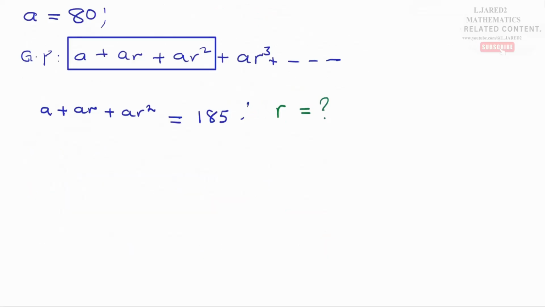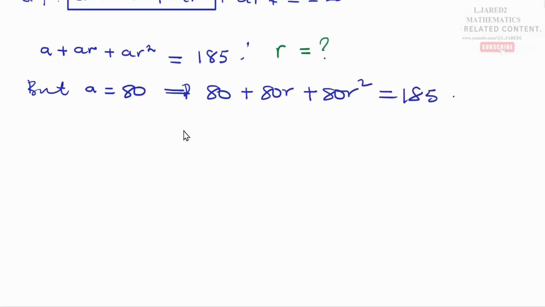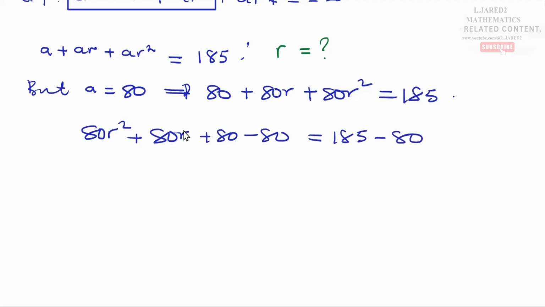So from here, simply we are going to substitute, being given A, which is the first term, as 80. So as we substitute in, it means that we are going to have 80 plus 80R plus 80R squared should give us 185. So let us collect the like terms, take this 80 to the right hand side, and rearrange the equation. So we are going to have 80R squared plus 80R, then plus 80 minus 80 should give us 185 minus 80. On the left hand side, we remain with 80R squared plus 80R should give us 105.